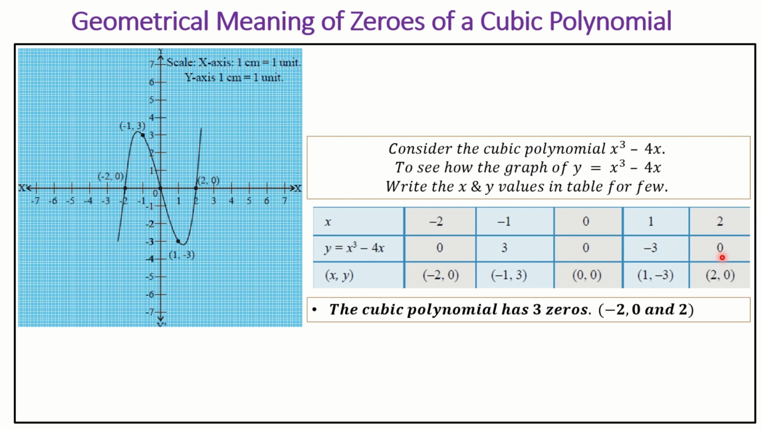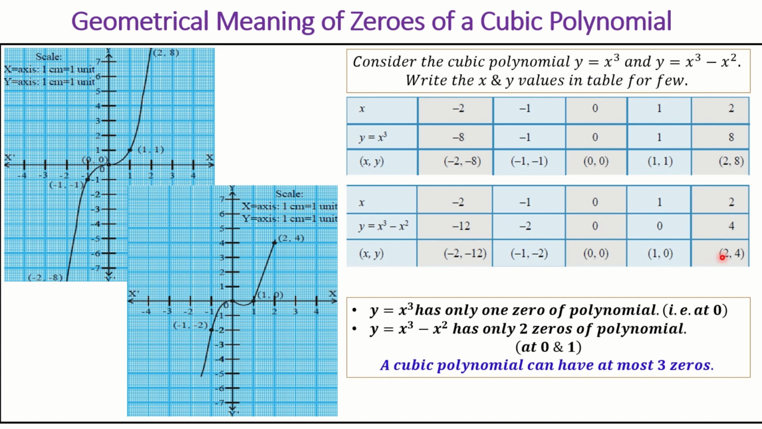How to build it? How to draw this graph? Again, same way. Take some values for x and then calculate the value for y and then plot the graph. So these are the other cubic polynomial graphs. They look like this. First one is y equal to x cube. And this is y equal to x cube minus x square.